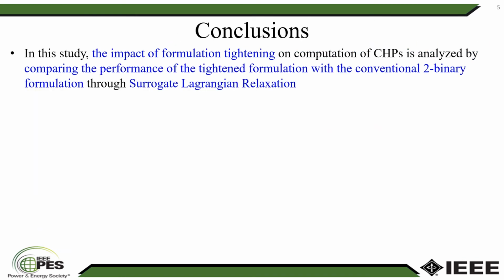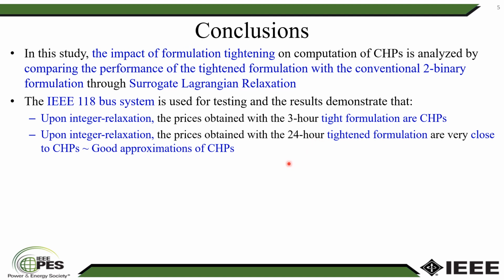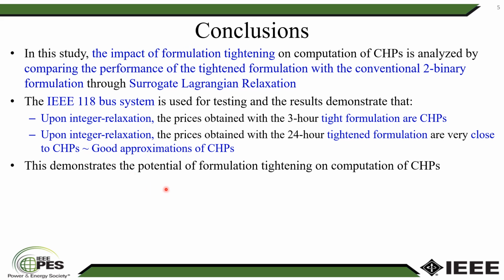Conclusion. In this study, we understood the impact of formulation tightening on computation of convex hull prices by comparing the performance of our tightened formulation with a conventional two-bin formulation and solving them by SLR method. All experiments were performed on the IEEE 118 bus system, and the results show that upon integer relaxation, prices obtained with the 3-hour tight formulation are accurate convex hull prices, and upon integer relaxation, the prices from the 24-hour tightened formulation are very close approximations to the actual CHPs. This demonstrates the potential of formulation tightening on computation of convex hull prices.